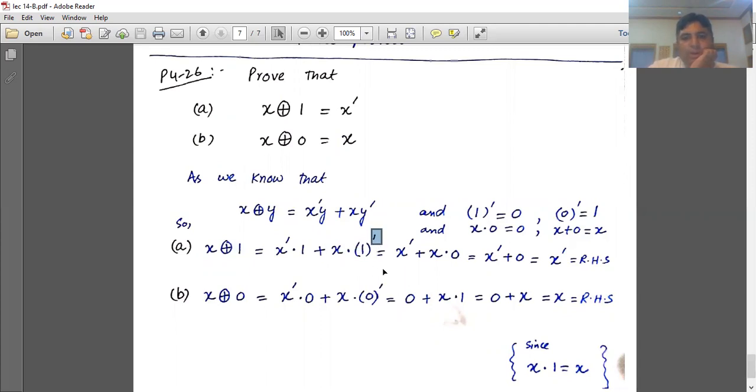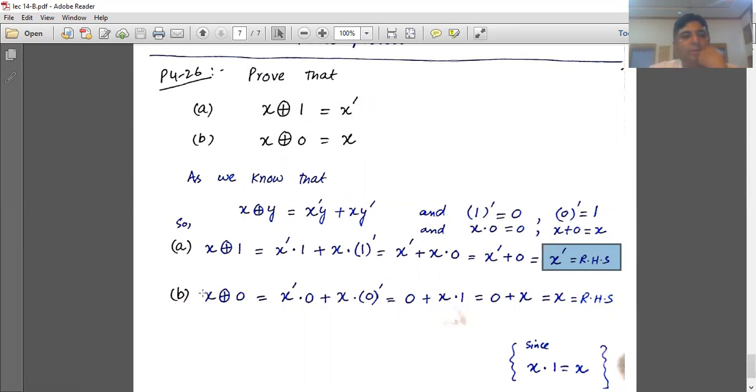So now evaluating this, x bar will remain x bar, and 1's complement is 0, so we will write x dot 0. Then x bar will remain x bar, and x dot 0 is equal to 0 because this is a theorem. And x bar plus 0 is equal to x bar. So we have proven that x exclusive or 1 is equal to x bar, which we have proven here.